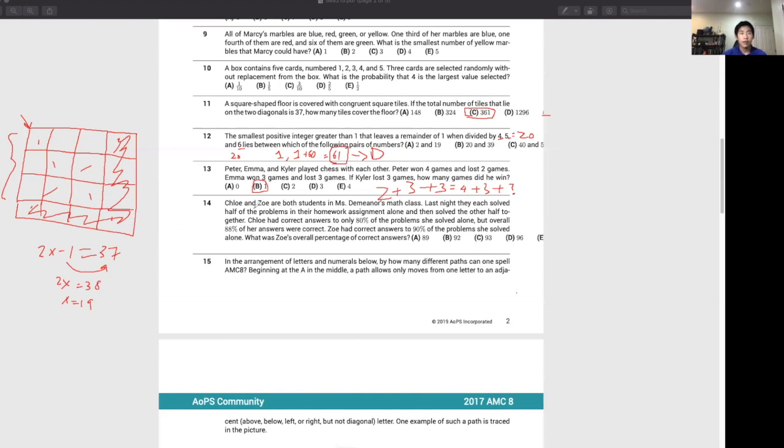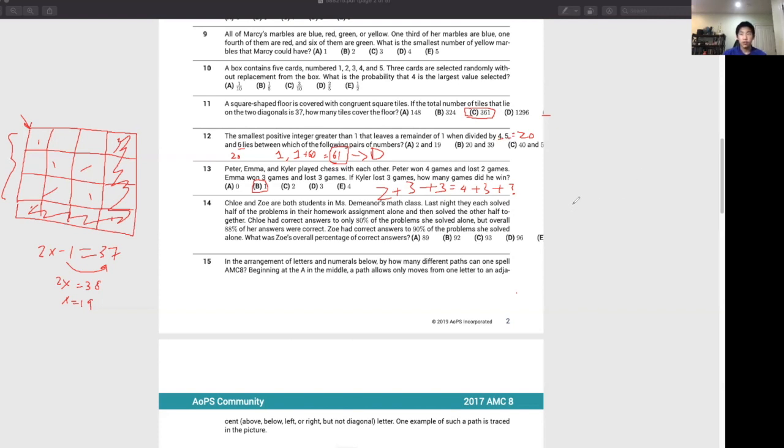Next, we have that Chloe and Zoe are both students in Misdemeanor's math class. Last night, they solved half of their problems in their homework assignment alone, and then solved the other half together. Chloe had correct answers to only 80% of the problems she solved alone, but overall 88% of her answers were correct. Zoe had correct answers to 90% of the problems she solved alone, and we want to know Zoe's overall correct percentage.